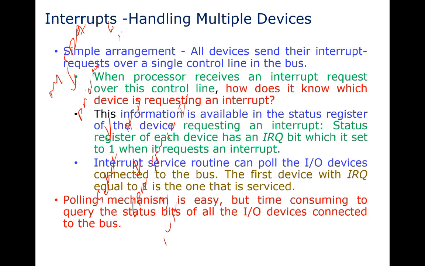For example, suppose I have devices from device A to device D: device A, device B, device C, and device D. For prioritization, device A has priority 1, then priority 2, priority 3, and priority 4. If A and C request simultaneously, A is selected because A has the highest priority. If B and D request simultaneously, B is selected. Fixed priority is simple to implement, but it has some disadvantages.